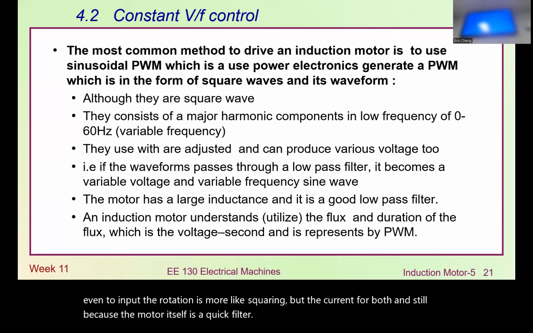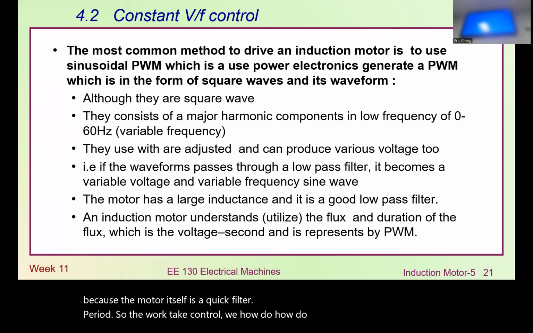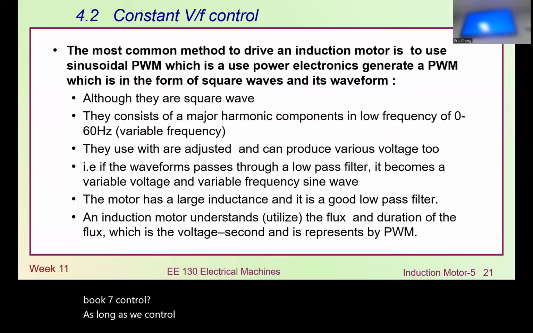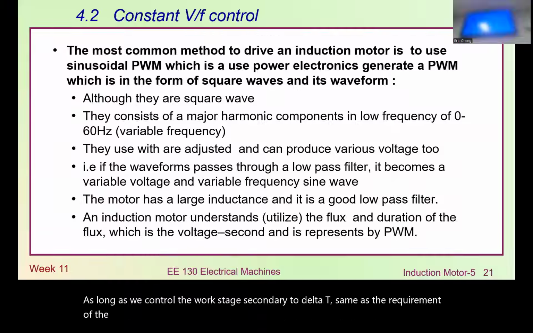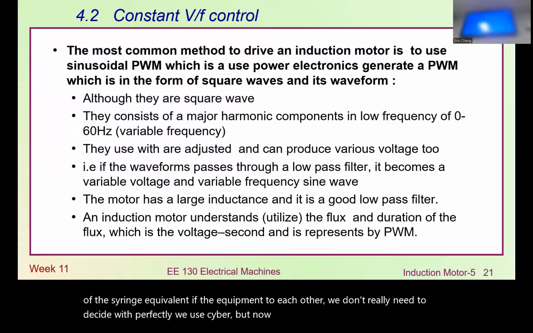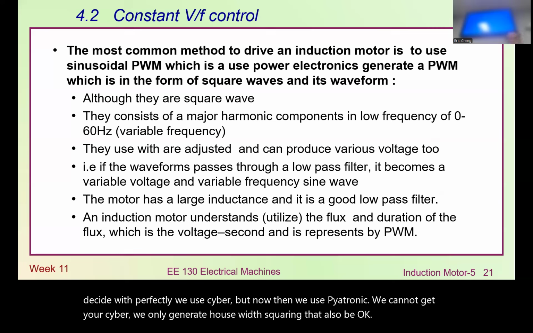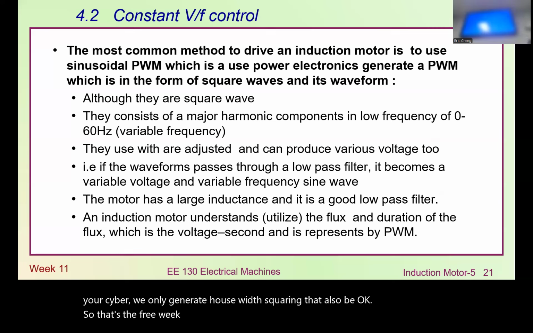So the voltage control, how do we control voltage and frequency? You use volt-second control. We use PWM as long as we control the volt-seconds, delta T, the same as the requirement of the sine wave, equivalent to each other. We don't really need to use sine wave. Perfectly we would use sine wave, but now that we use power electronics, we cannot generate sine wave. We only generate pulse width square wave. That is also okay. So that's the theory behind why all the inverters are using PWM to do that.